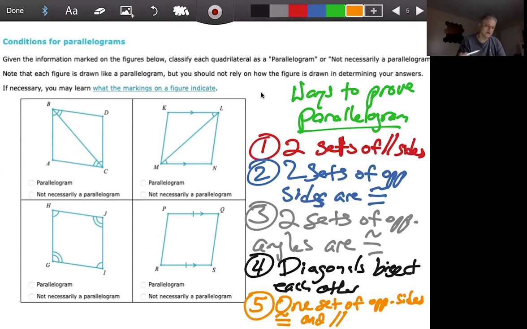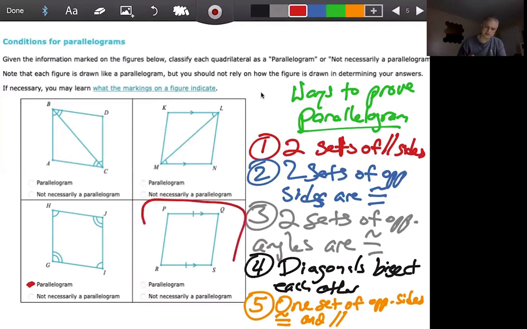All right? So let's look at these, not necessarily in order here. Let's take what I think would be the easiest ones. I think this is the easiest one right here, because angle H and angle I are opposite angles and they're congruent. Angle J and angle G are opposite angles, and they're congruent. So right there, I have two sets of opposite angles are congruent. That is enough information to prove that it has to be a parallelogram.